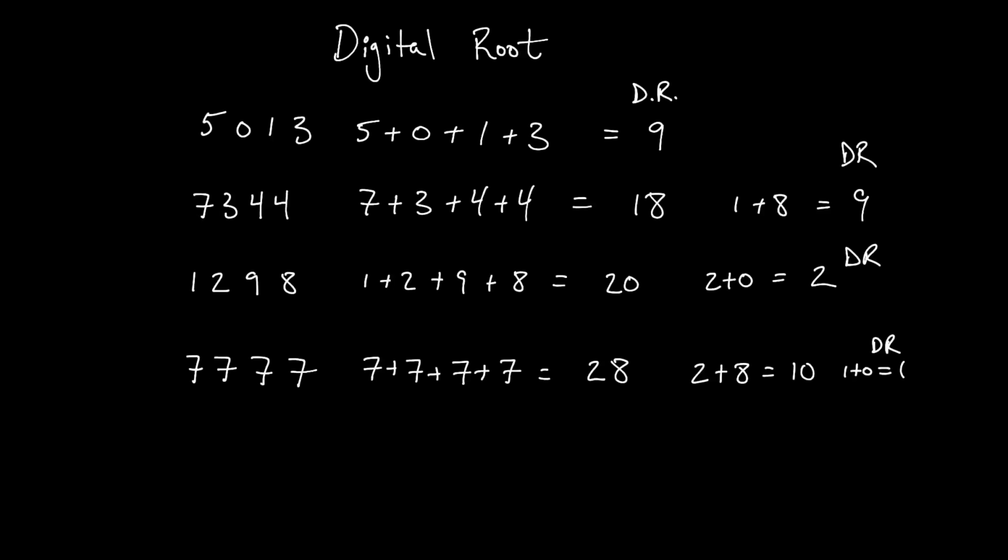So I think you guys can get the basic concept of doing this. You just basically keep moving all the way. You add these numbers together, you get another number. If it's not a single digit, you just keep adding until you get a single digit. That's your digital root.